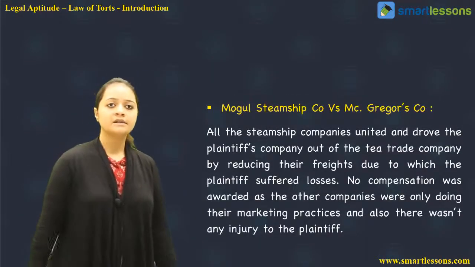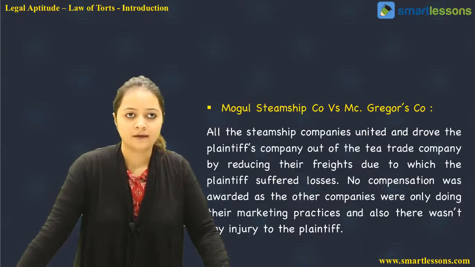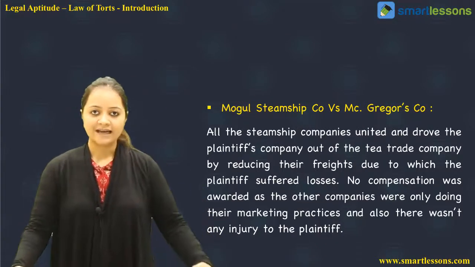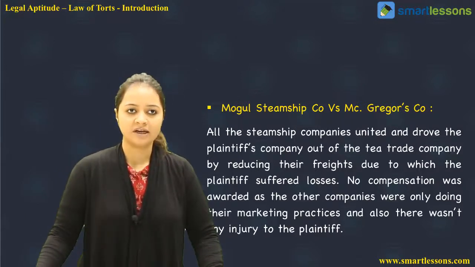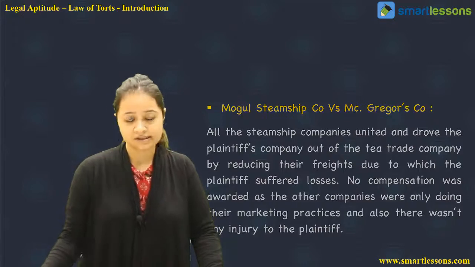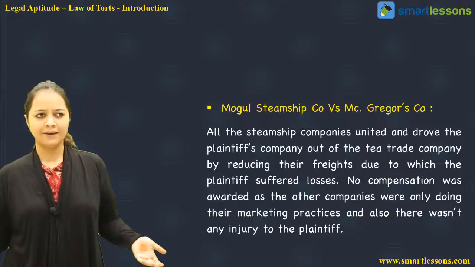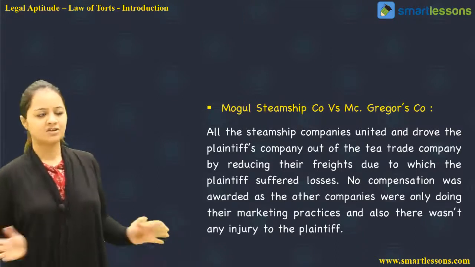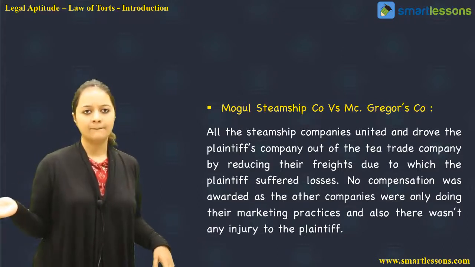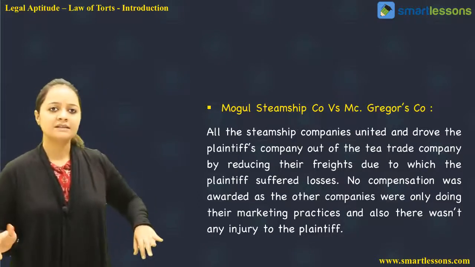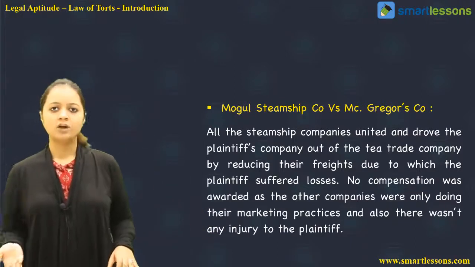Second would be Mogul Steamship Company versus McGregor's Company. All steamship companies united and drove the plaintiff's company out of the tea trade by reducing their freights, due to which the plaintiff suffered losses. Now this could be a marketing strategy where 10-15 companies got together and secluded one company, and they reduced their freights so that nobody would go to his company, due to which the plaintiff had suffered losses.